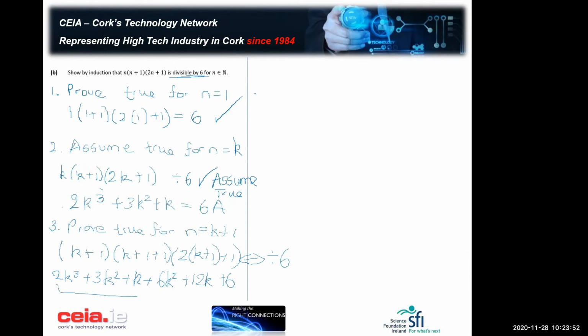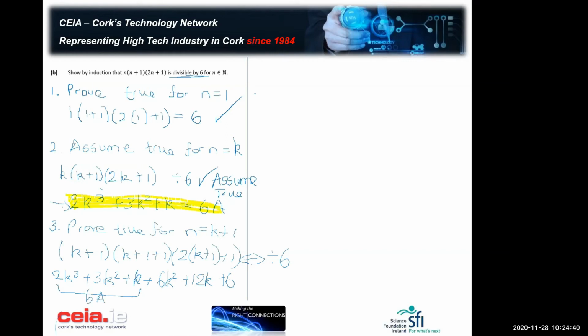If we notice here, the first part of it, 2k cubed plus 3k squared plus k, is the exact same as this up here. See that there? And we have already assumed that that is true, because we've been allowed to assume that. In other words, 2k cubed plus 3k squared plus k is equal to 6a. So we know that it's divisible by 6 for that section. So we can replace this part here by 6a.